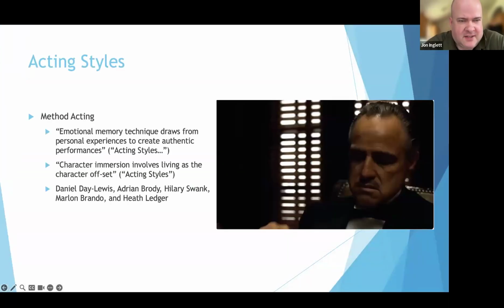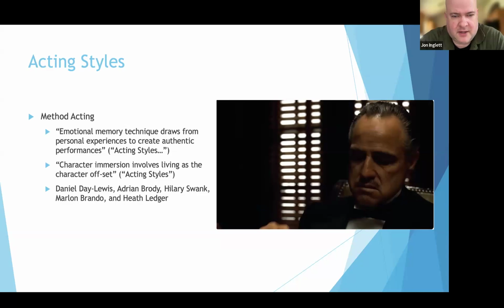There are different types of acting styles. Let's go over the first one. That's method acting. We have a picture here of Marlon Brando in The Godfather, and he is an example of a method actor. What does a method actor do? They use emotional memory techniques and draw from personal experiences to create authentic performances. So before they're acting, they think about an emotional experience in their memory, and they bring that emotional experience to the scene. Method acting also focuses on character immersion, involving living as the character offset.